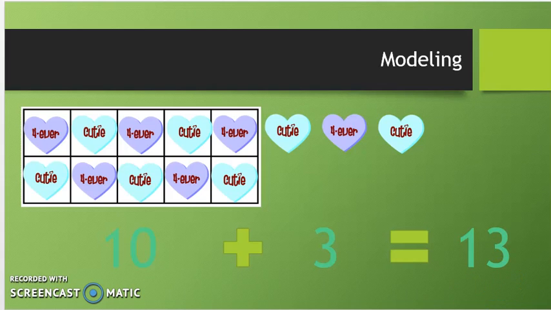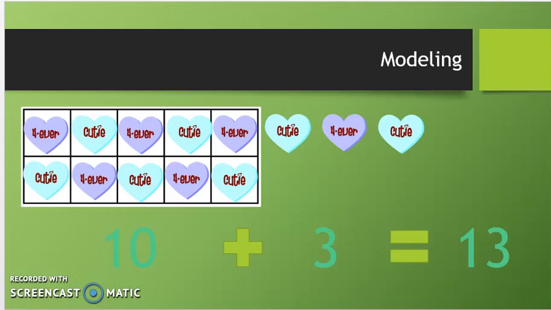So at this point in the class, I would hand out laminated 10 frames for each student, and I would also hand out a box of conversation hearts if it was Valentine's Day, or M&Ms, or Skittles, or something simple that would make the lesson more fun for the kids, but I chose conversation hearts because they're clean.